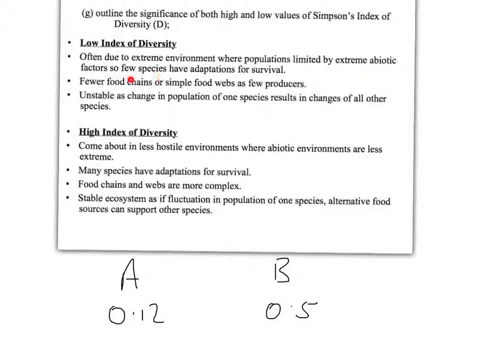Therefore, very few species have adaptations for survival. If you look at sand dune succession, those few organisms that have the xerophytic adaptations to live on the strand line, to be able to cope with the high salinity and the lack of water. So that would be an extreme abiotic environment. Therefore, very few organisms can survive there.